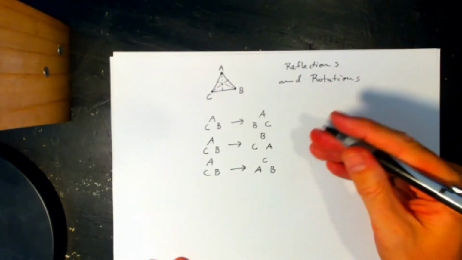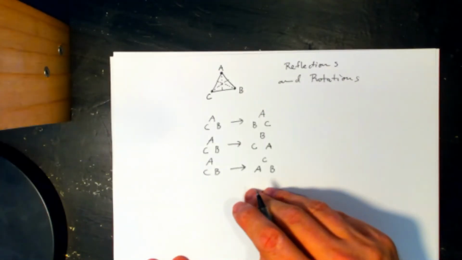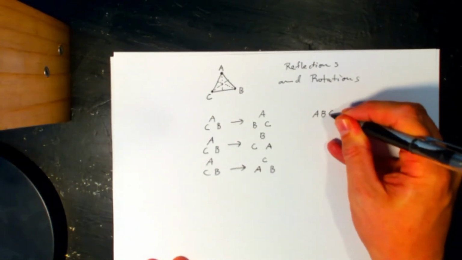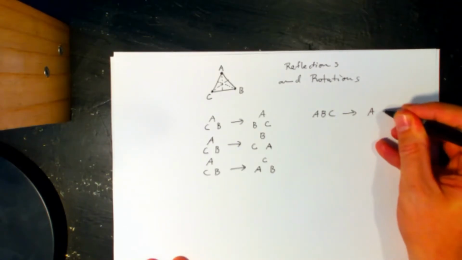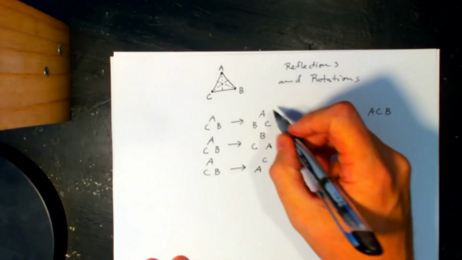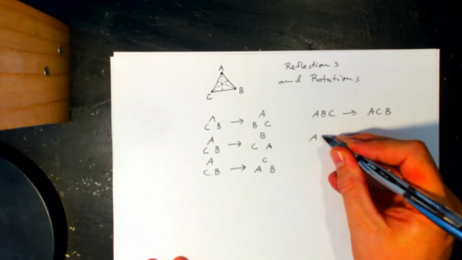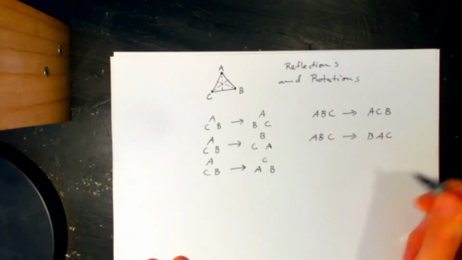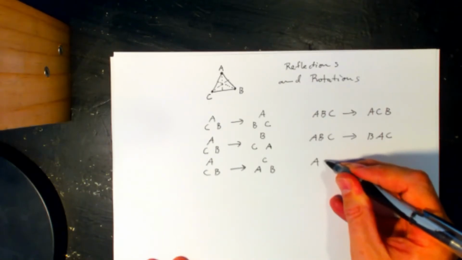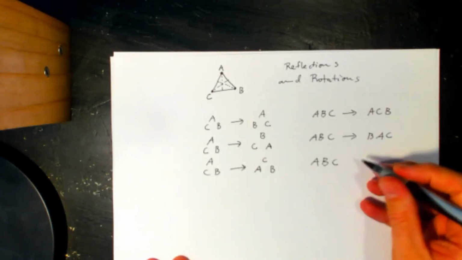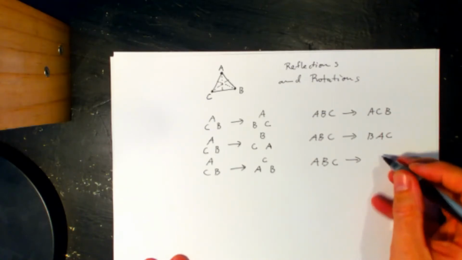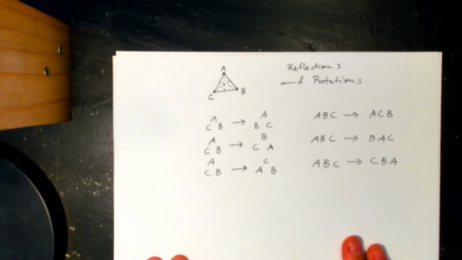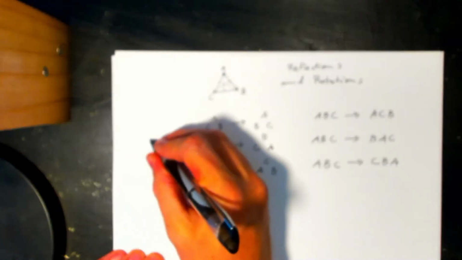Okay, now I want to write a non-geometric way of viewing what's happened. So here I have A, B, C going to A, C, B. So I'm just writing those in the clockwise order. In the next one I have A, B, C going to B, A, C, again in the clockwise order. Now I have A, B, C, and the third one I've done going to C, B, A. Okay, so these are the reflections.